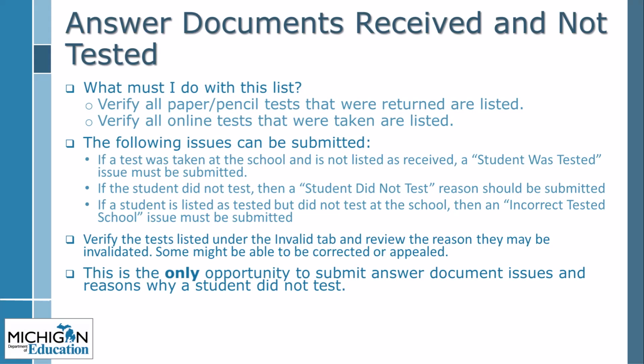So, what do you do with this list? First, you need to verify that all of the listed paper/pencil and all online tests that were taken are listed as having been received. This is the window when student not tested issues can be submitted. You need to do this if you have a student who tested at the school, but the list doesn't include the student. If a student is correctly listed as not having been tested, then including the reason the student did not test needs to be submitted.